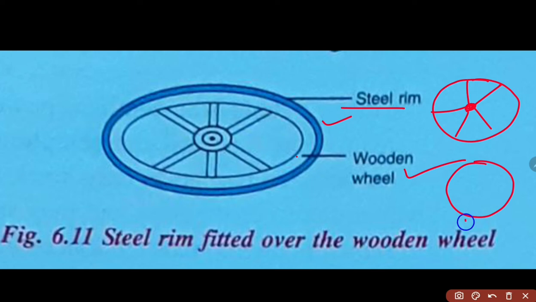But we have to heat this. When we heat, you all know it grows in size. So the hot tire is now slipped over this wooden wheel, and cold water is poured on it such that when it contracts, it has a very tight grip on the wooden wheel. Okay, I hope you have understood till here.